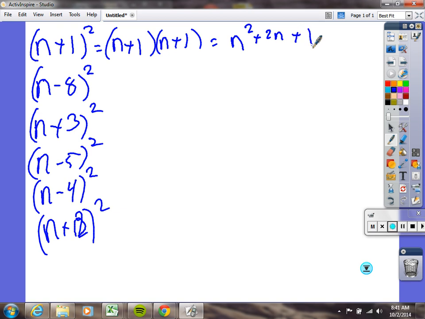N squared plus 2N plus 1, correct? Row 2, what did you get? N squared minus 16N and plus 64, because anytime you square something, it becomes positive.